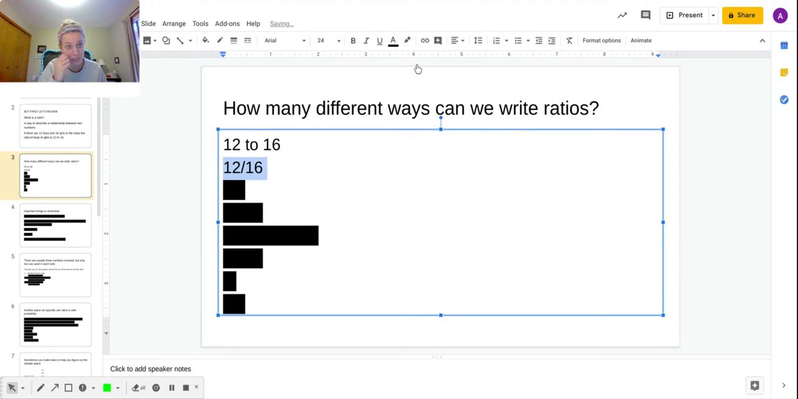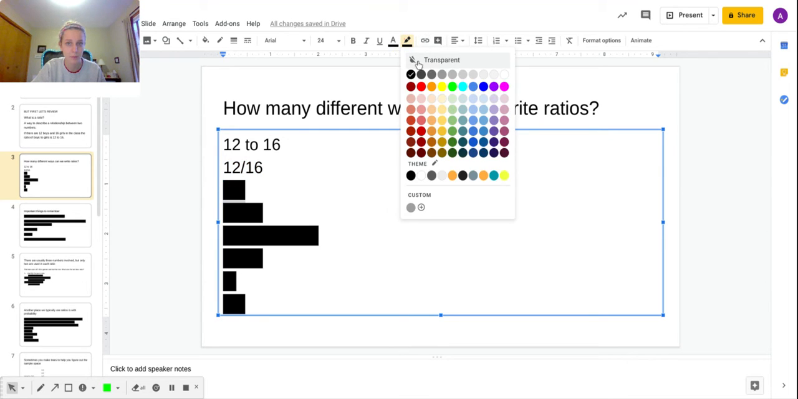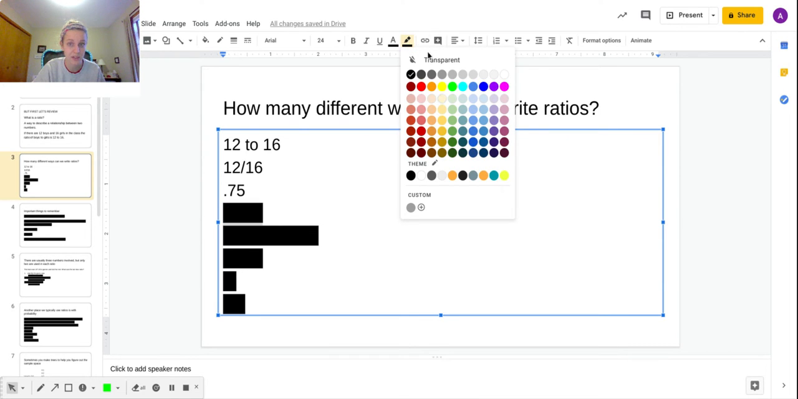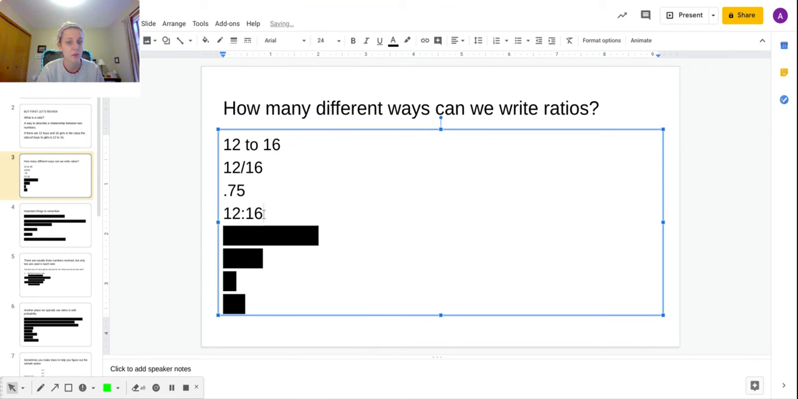You can write it as a fraction. This doesn't really look like the normal fractions that we would write because I have to type it. But you can write it as a fraction, so it would be 12 over 16. You can write it as a decimal. So I just took 12 and divided it by 16 in my calculator and got 0.75. And you can also write it with a colon. So 12 colon 16.